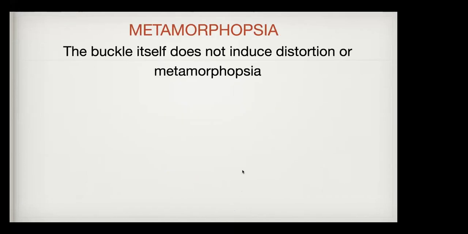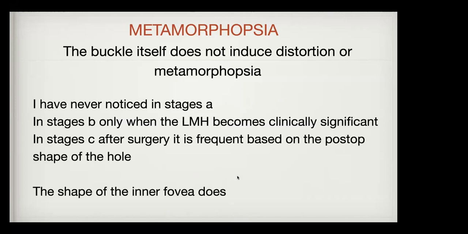What about metamorphopsia? The buccal itself does not induce distortion or metamorphopsia. If you have metamorphopsia, it is because you have problems in the fovea. In fact, in stage A, there is no metamorphopsia. You can have it in stage B when the lamellar hole is very deep. You can have it in stage C for the full thickness macular hole, even if you close it, depending on how you close it.